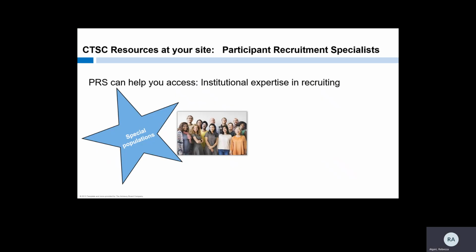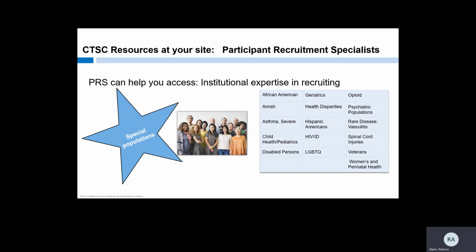Your participant recruitment specialist is experienced in enrolling participants into clinical trials, but you may need additional expertise in how to reach special populations. The PRS can help you identify special populations to include in your recruitment plan and how to access them. What are special populations? NCATS defines special population attributes as either diverse or diversity, which includes but is not limited to race, ethnicity, socioeconomic status, background, gender, and mental or physical ability.